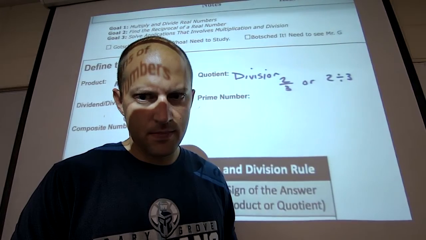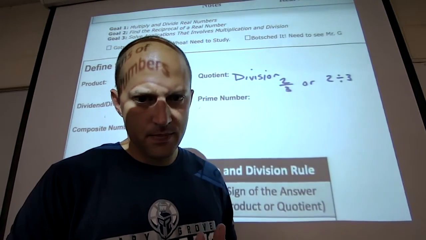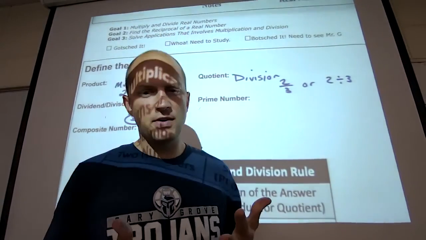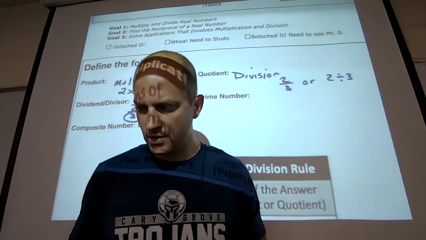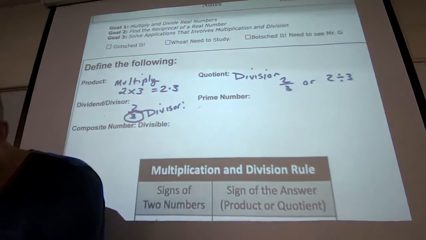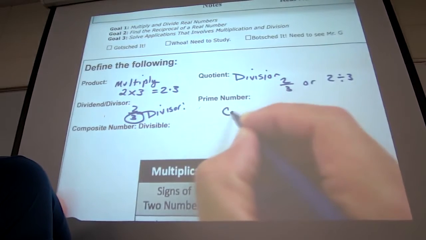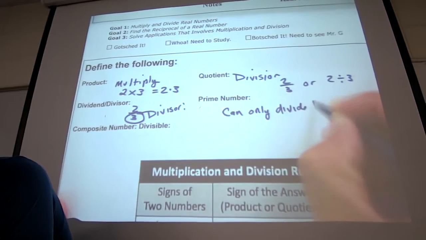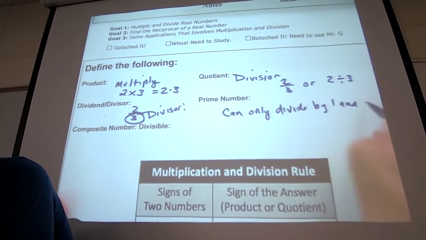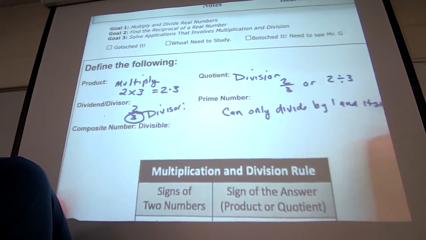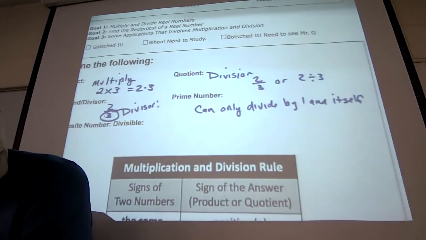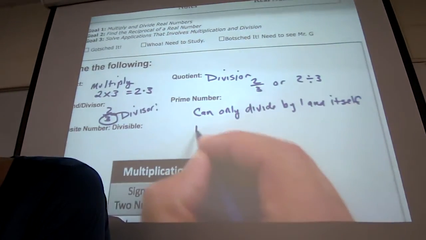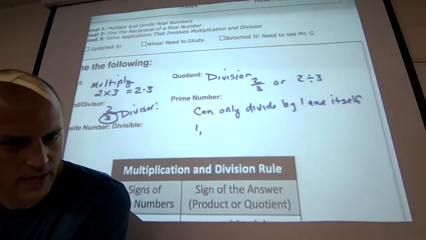A number that only has one multiple, or what is it? One and itself. So it's a number that is divisible only by one and itself. So I'll write that out: can only divide by one and itself. So it can only be divisible by one and itself. So for example, 1 is a prime number. Can you guys give me another one?